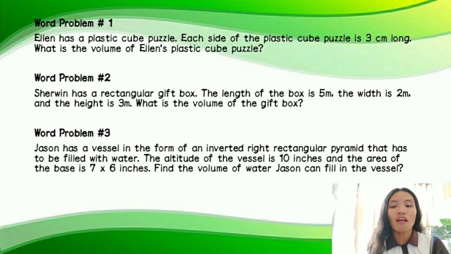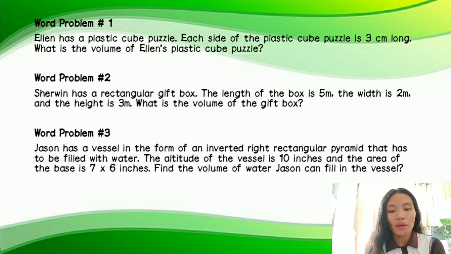Okay, so here are the word problems. Word problem number 1: Ellen has a plastic cube puzzle. Each side of the plastic cube puzzle is 3 centimeters long. What is the volume of Ellen's plastic cube puzzle?